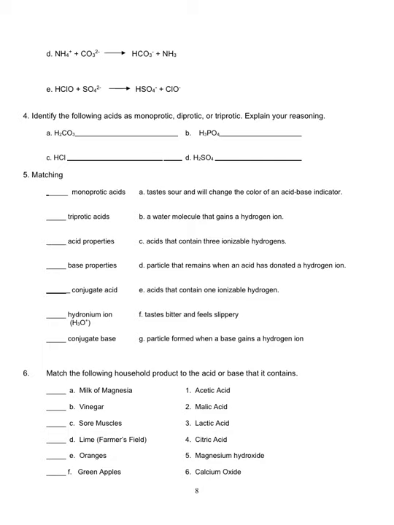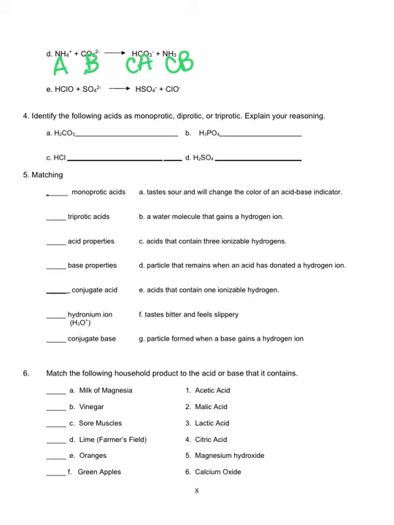Up on top, who loses an H? This guy. That means it's the acid. The other one's the base. If NH4 was the acid, that means it's NH3 on the other side. That makes it the conjugate base. And then fill in your conjugate acid.